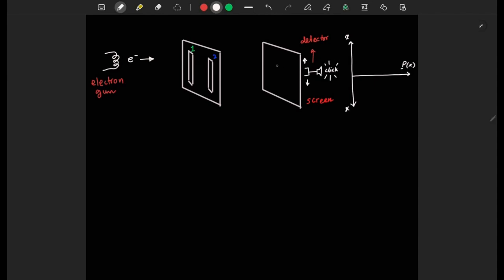What we measure on the screen then is basically the relative probability that the electron passes from the gun through the slits to somewhere on the screen. Okay, and every time it gets to the screen there is a click and the detector moves to catch electrons. Now what would you expect to see?